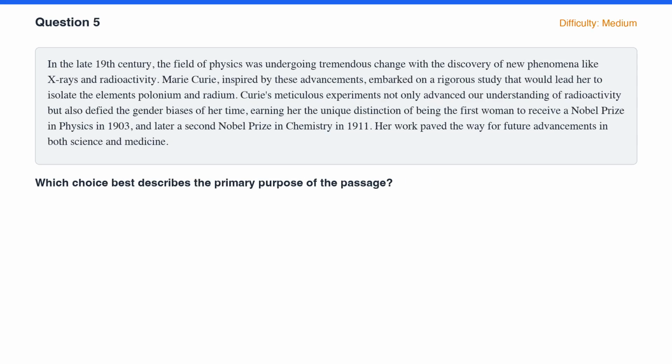Question 5 of 25, a medium after that. This passage is titled Marie Curie's Discovery and Nobel Prize. The passage profiles Marie Curie, noting how late 19th century discoveries like X-rays inspired her, how she isolated polonium and radium, how she defied gender biases, and how she became the first woman to win a Nobel Prize, later earning a second. The question asks, which choice best describes the primary purpose of the passage?